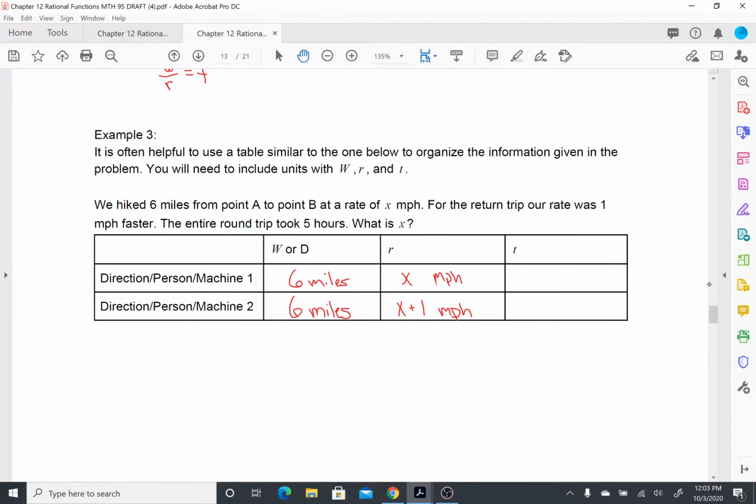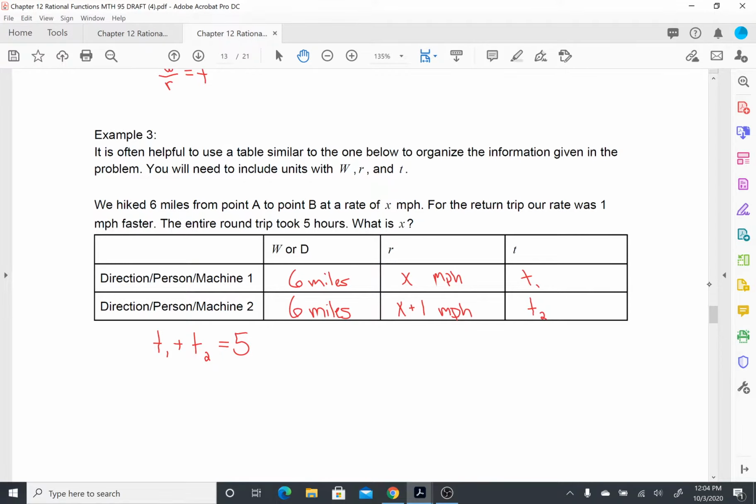We do not know how much time it took each of our trips, but we know the total time was 5 hours. So I'm going to say we don't know T1. I'm going to make a subscript for T1. We don't know T2. But what we do know is that T1 and T2 add to be 5. So I'm going to say that T1 plus T2, the 2 times, add to make 5 hours total.